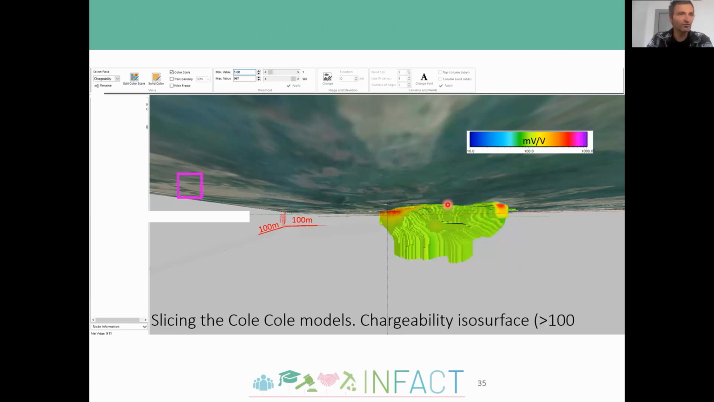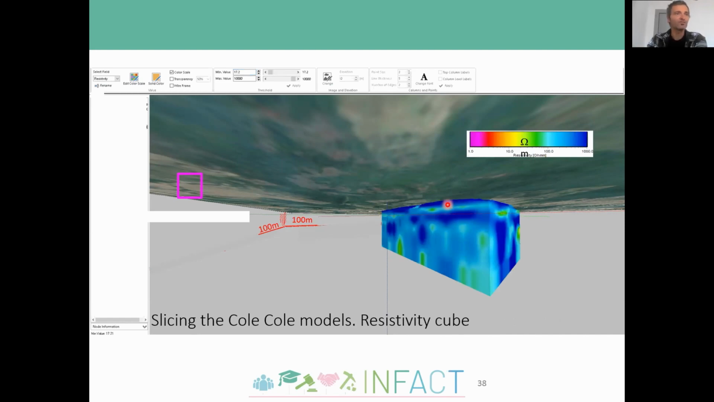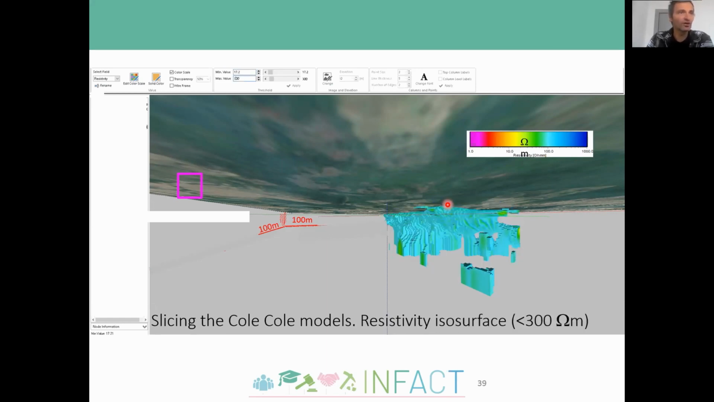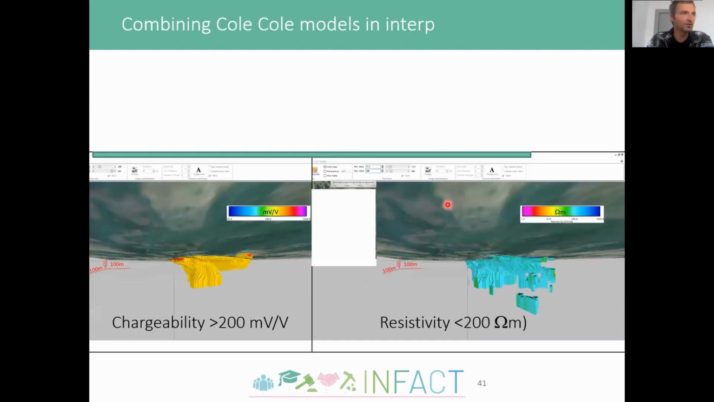This is the outer surface at 100 millivolt per volt, and I got a nice shape to it. This is 200 millivolt per volt, and this is 300 millivolt per volt. Then I'm going to show you the associated resistivity cube that was obtained at the same time, and we're going to slice that. So this is the outer surface of something more conductive than 300, 200, 100, and then you put them side by side, and you end up with these features here. So these are the outer volumes of chargeability and resistivity.